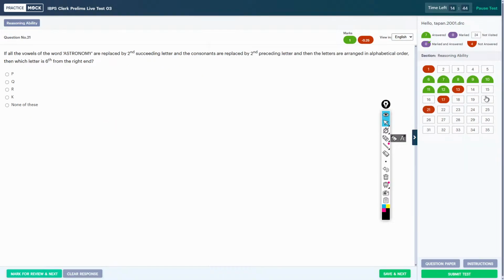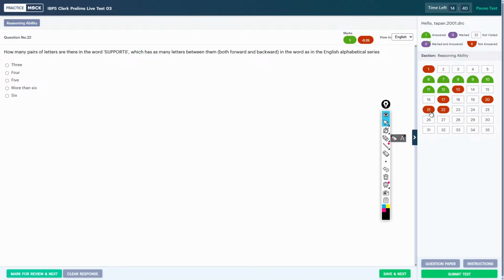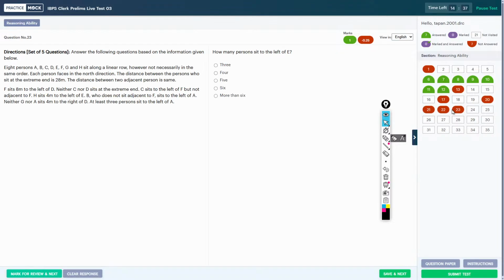Okay, not now. Linear row, however, not in same order. Each person faces a direction. Okay. So 4-meter gap each. 4-meter gap. Okay, F sits 8 meter to the left. Okay. C sits to the left of F, but not adjacent. Not 4, so more than 4. H sits to the okay. F sits to the left of A.